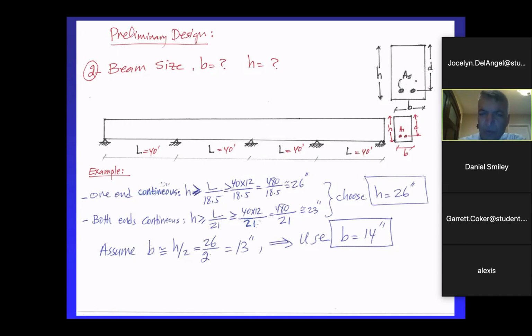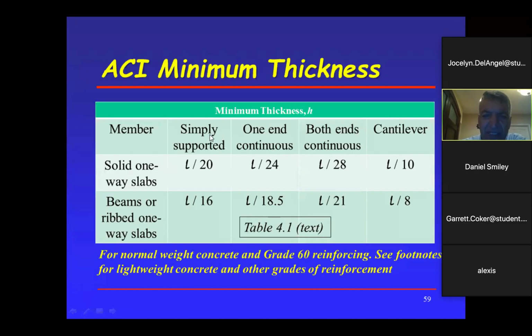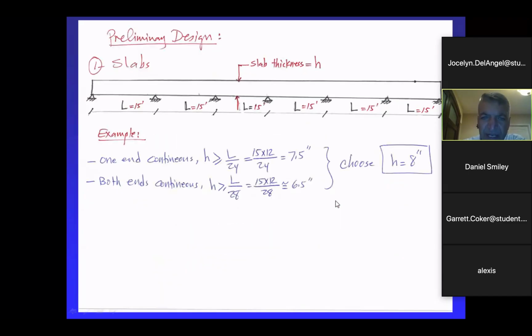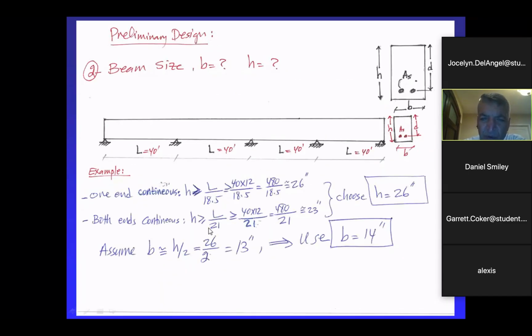All right? What about the second, this span, the inside ones, both ends continuous. So if you go to the table, both ends continuous, L over 21 is the minimum thickness. So I do L over 21. L is 40 times 12 divided by 21, which is approximately 23 inches. Of course, our beam has to be the same dimension. You're not going to change the depth of the beam. So we're going to use the larger one. We're going to use 26 inches. So choose H equal 26 inches.